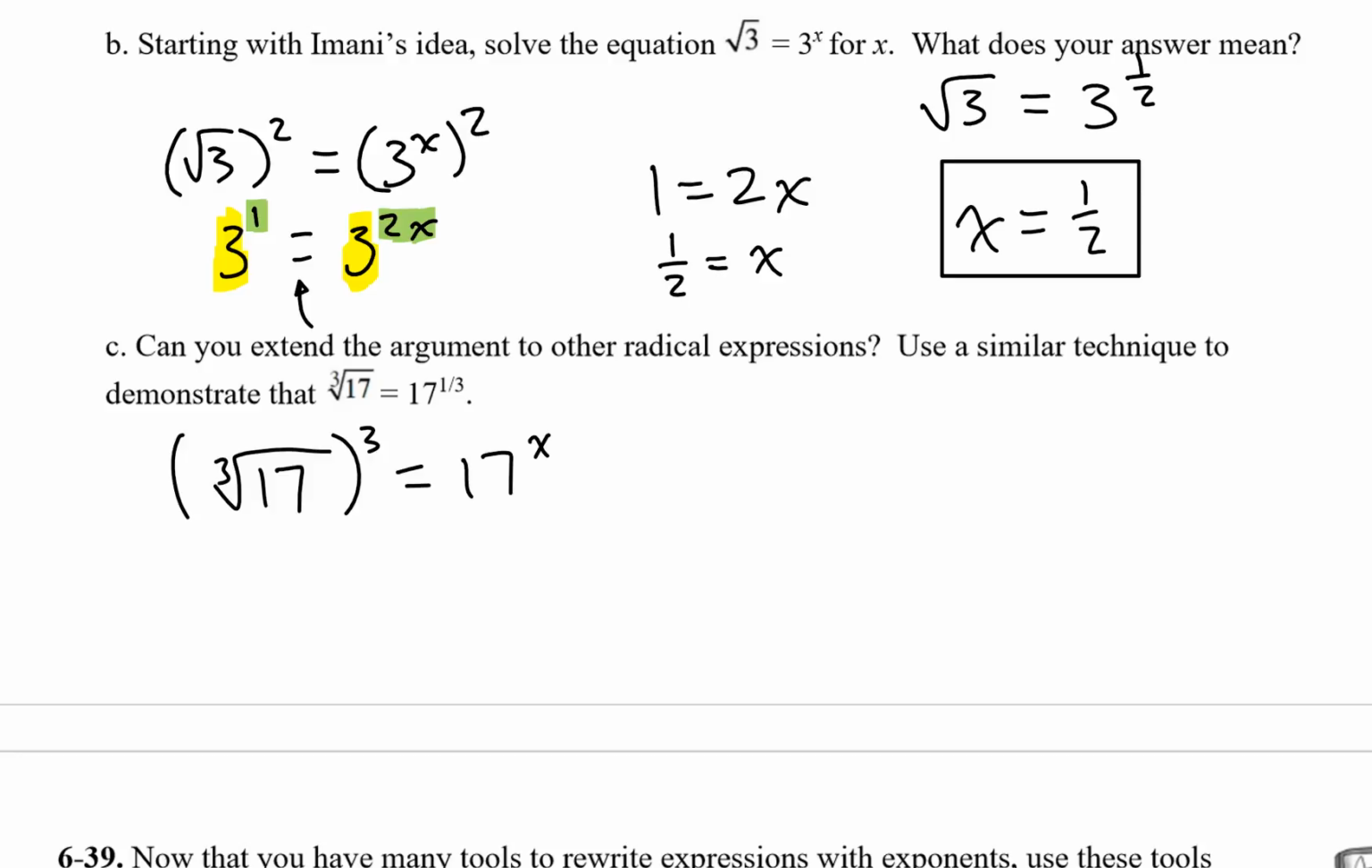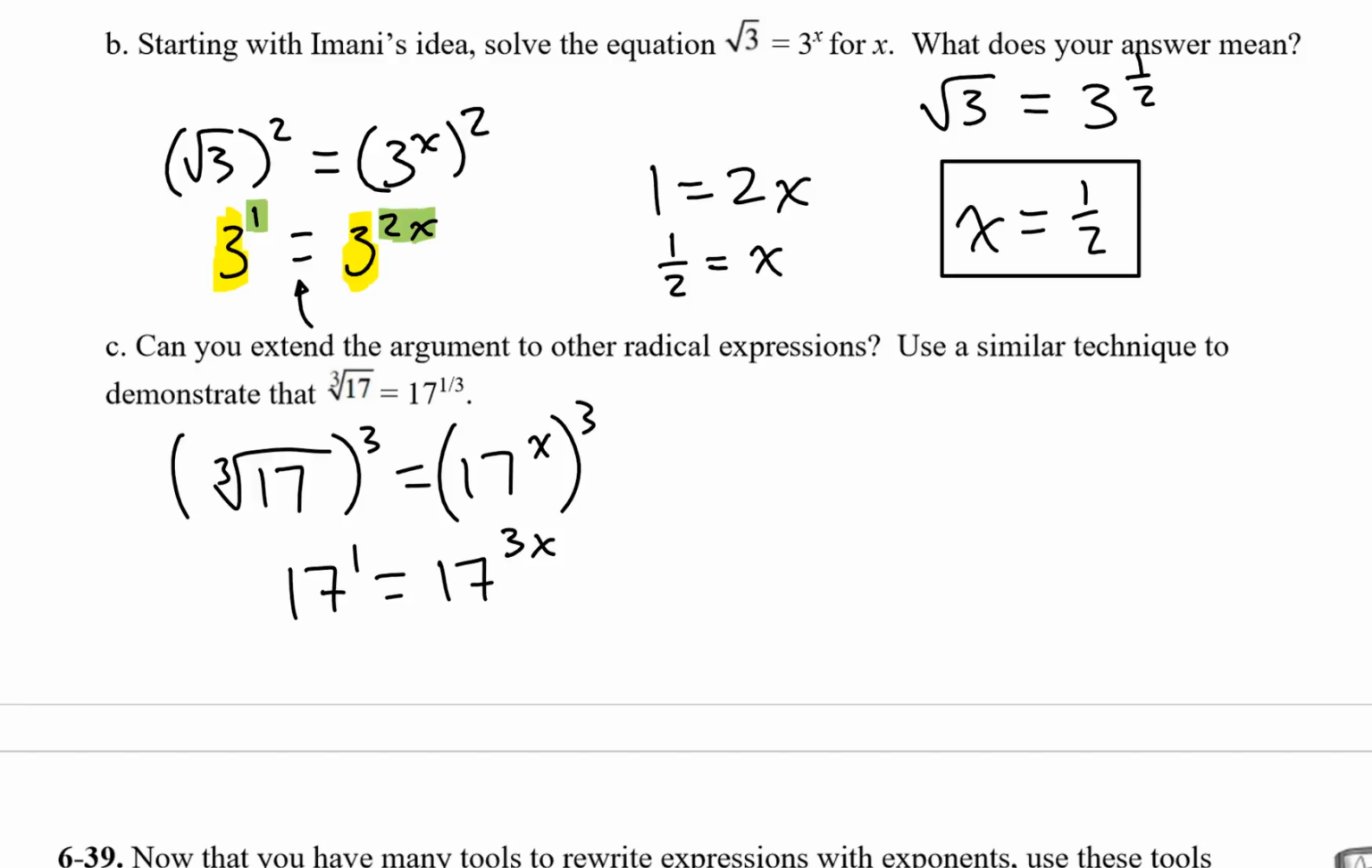So if I'm cubing both sides, I have to cube this side as well, except I just squared it. I have to cube it. That's cool. So over on the left-hand side, this is just the number 17. And the right-hand side, it's 17 to the 3x power. And of course, this is 17 to the first power over on the other side.